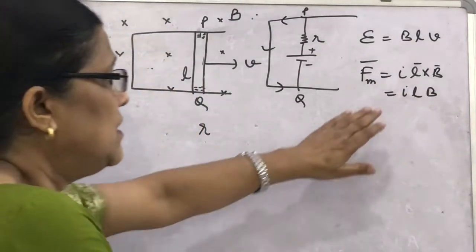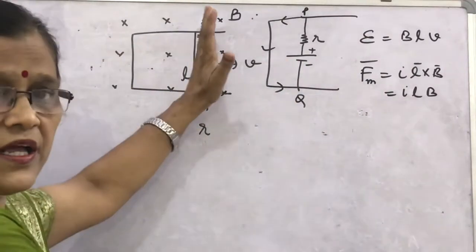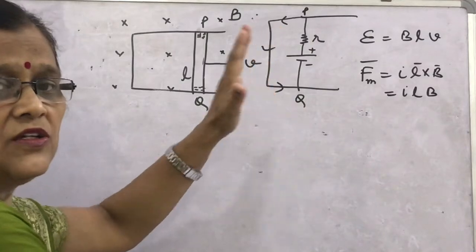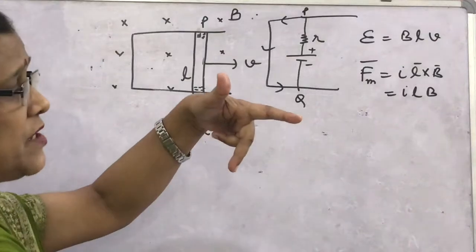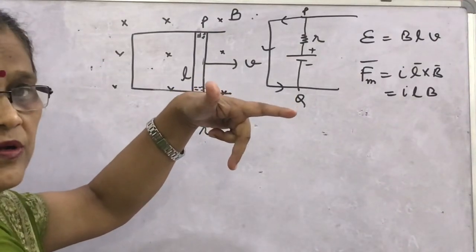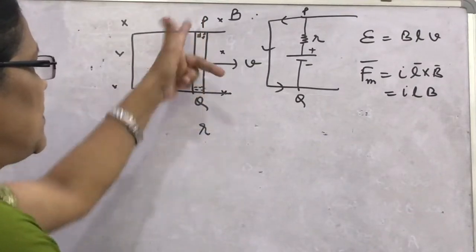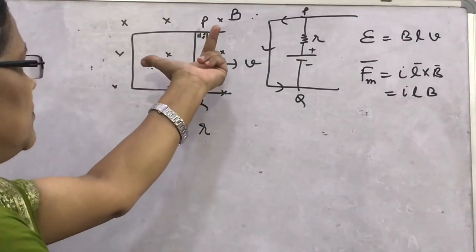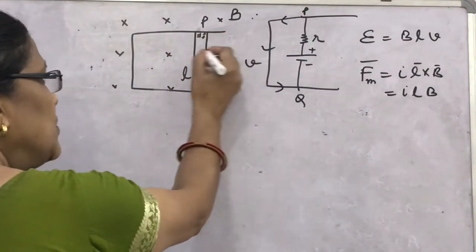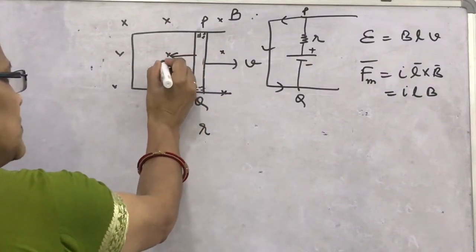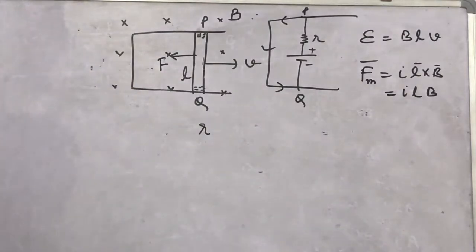In what direction will this force act? On the rod. This rod is equivalent to a current carrying rod moving in the magnetic field, so it will experience a force, and the direction of the force can be determined by Fleming's left hand rule. Look here, this is the magnetic field and the direction of current within the rod is from Q to P. So look at the thumb. Due to the motion of the rod, it experiences a force equal to ILB in this direction.